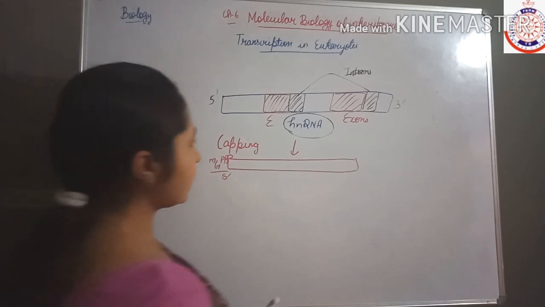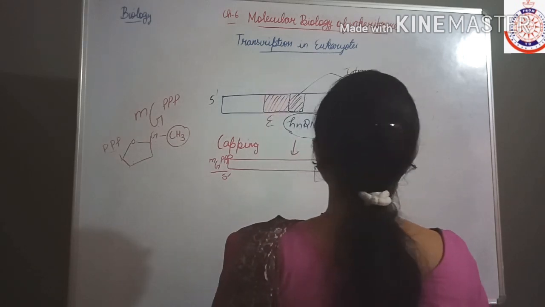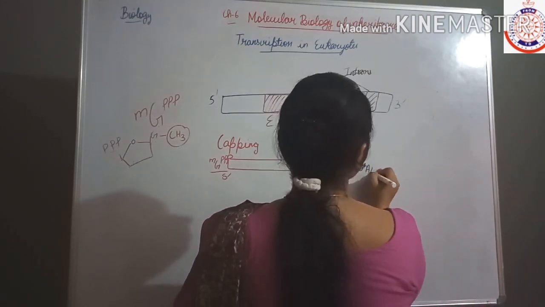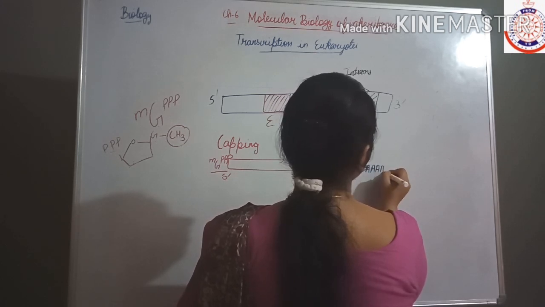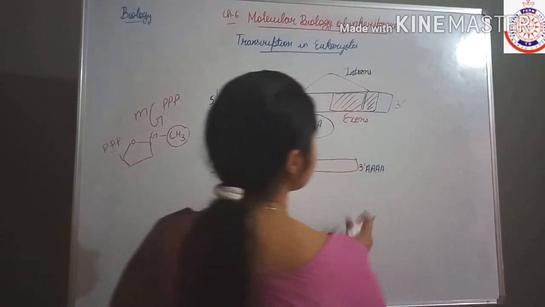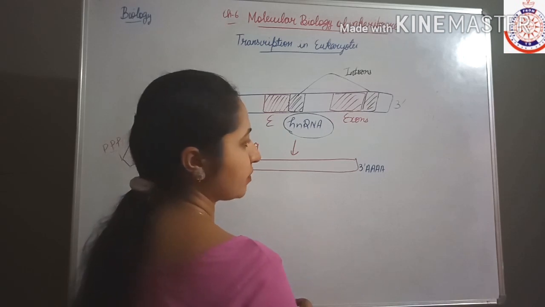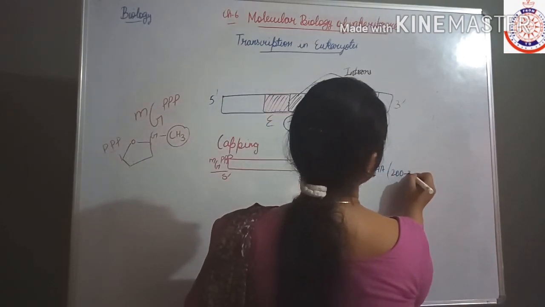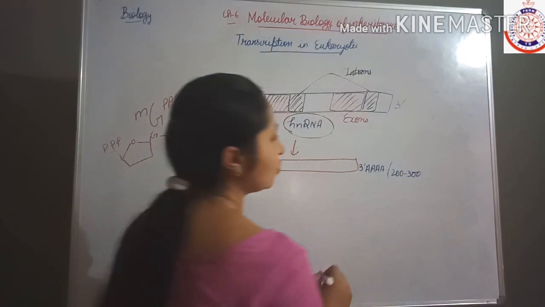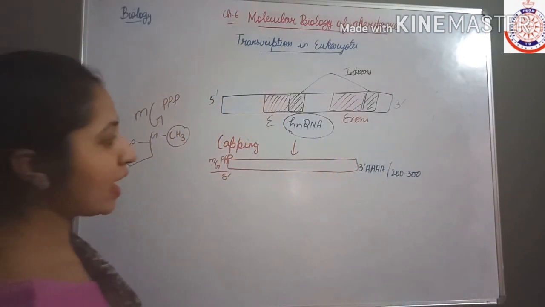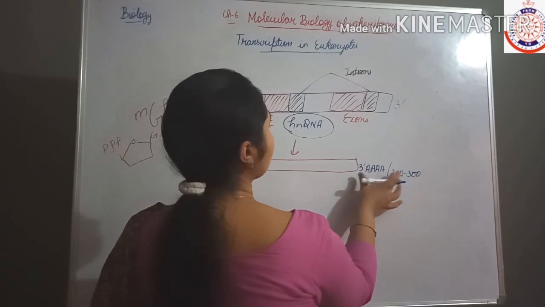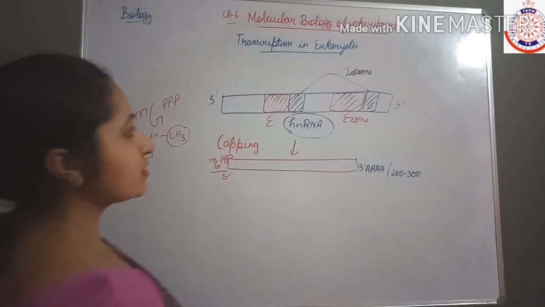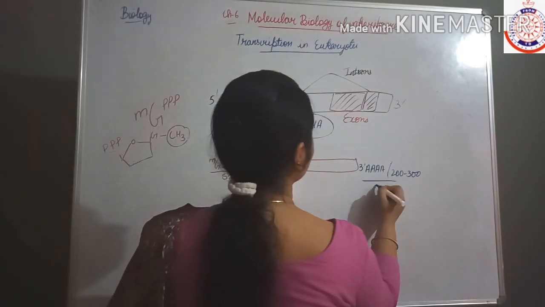Next is tailing. Tailing occurs at the 3 prime end. A poly A tail, meaning polyadenylate residues, will be added at the 3 prime end, around 200 to 300 adenine residues, and this is known as the tailing process.